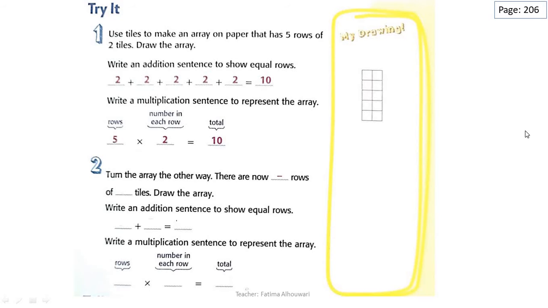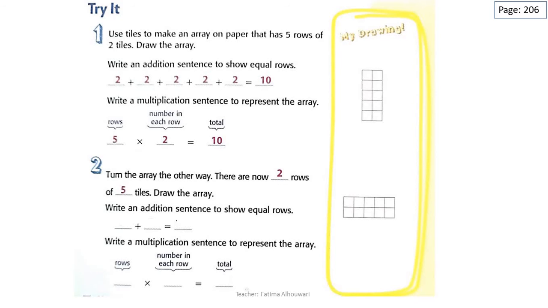Excellent, grade 3. Now let's try to turn this array. If we turn this array, we will get an array like this one. Now, how many rows do we have here? Only 2 rows. And how many tiles in each row? 5 tiles in each row. Excellent, grade 3. So, in this array, there are 2 rows of 5 tiles.